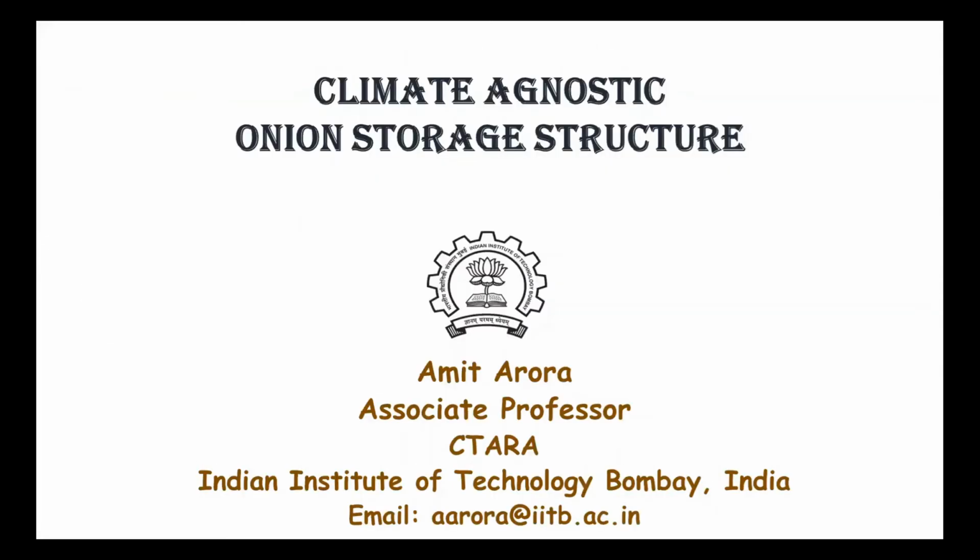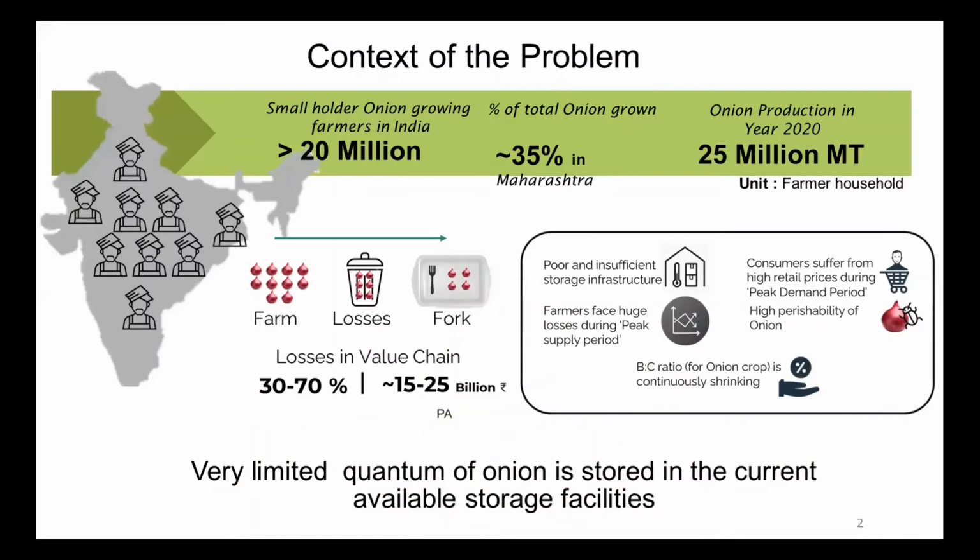So my topic is a climate agnostic onion storage structure. Let me put a context to it. If you look at today's situation for onion growing farmers, you will see that there are more than 30 to 50% losses in the value chain itself. That does not happen only on the farm, but across the value chain, losses are very, very significant. And we are all well aware of how significant onion price volatility is.